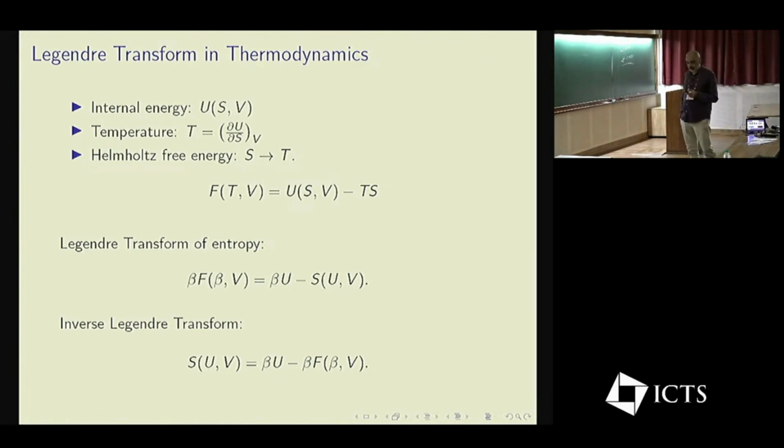Similarly, you can define the Legendre transform of entropy. This is a slight redefinition of the variables in which beta is now the inverse temperature. So beta F is the Legendre transform of entropy, and similarly you can define the inverse transform.